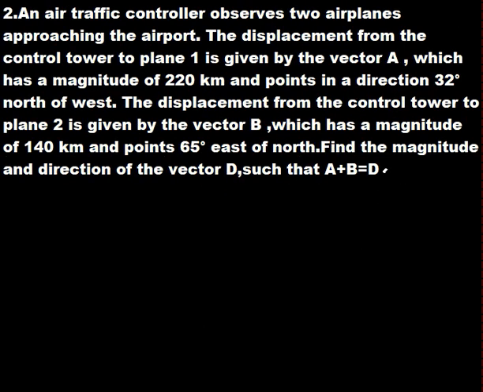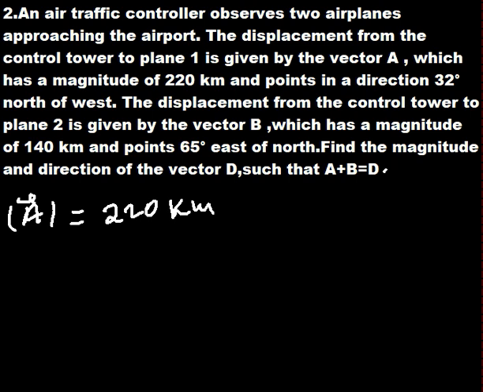And now let's say we have this other question. An air traffic controller observes two airplanes that are approaching the airport. The displacement from the control tower to plane 1 is given by the vector A, which has a magnitude of 220 km and points in a direction 32 degrees north of west. So we have the magnitude of the vector A given as 220 kilometers, like that.